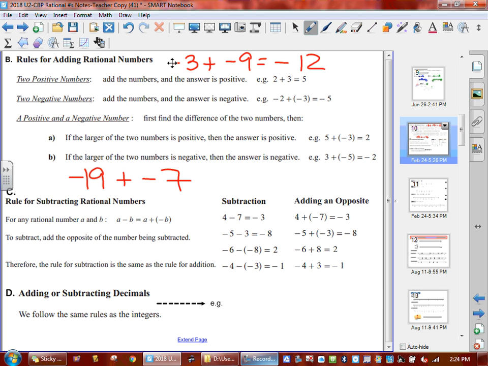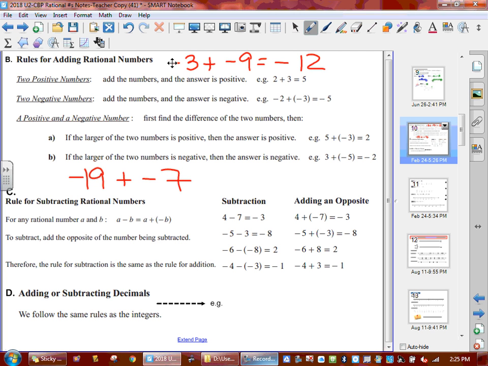Okay? All right. So we need to talk about what if there's a positive number and a negative number. Now it depends on which digit is bigger. Okay? So here we've got 5 adding a negative 3. The digit 5 is bigger than a negative 3. Or even if you take a look at the digits themselves, which digit's bigger, 5 or 3? 5 is bigger.